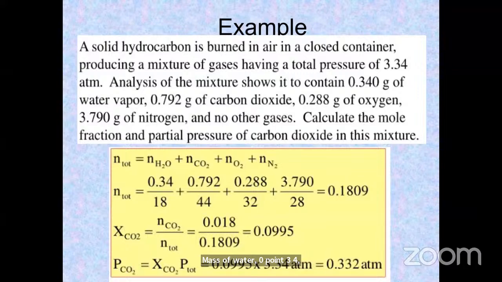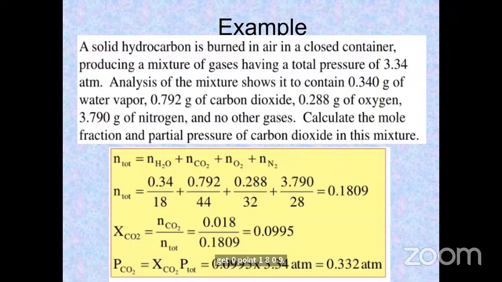The next one, 0.792 of carbon dioxide. The mass, 0.792. The molar mass of carbon dioxide, 44. And then the next one, 0.288 gram of oxygen. We divide by the molar mass of oxygen, 32. And then the last one, nitrogen, 3.790 divided by the molar mass of nitrogen, 28. So when you press your calculator and you add up all of these, you get 0.1809.